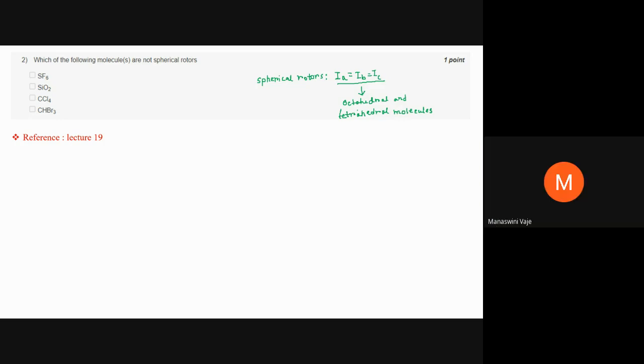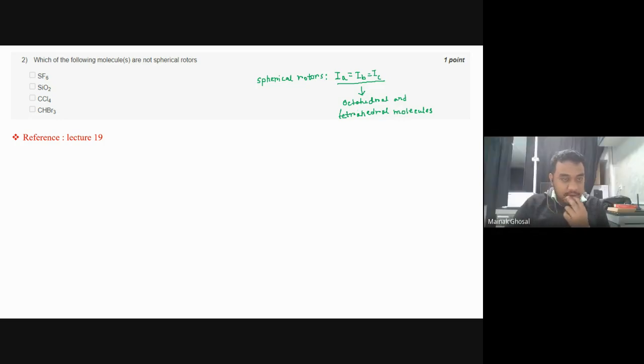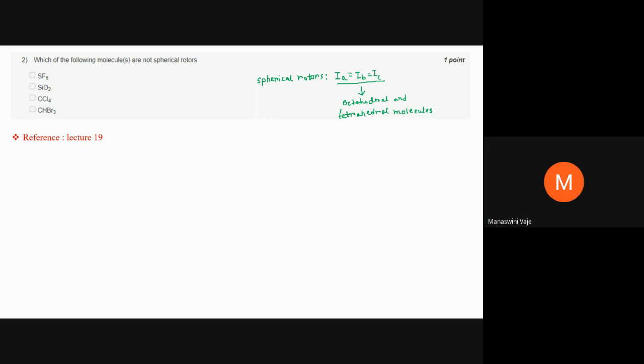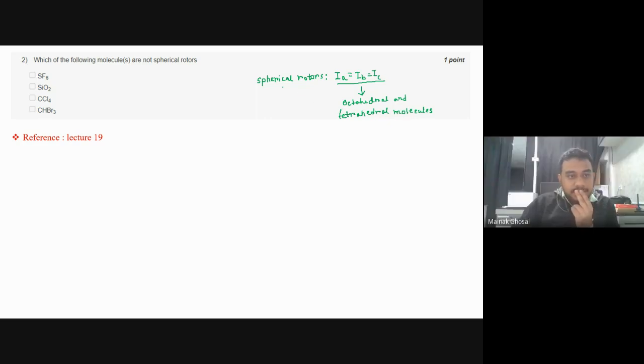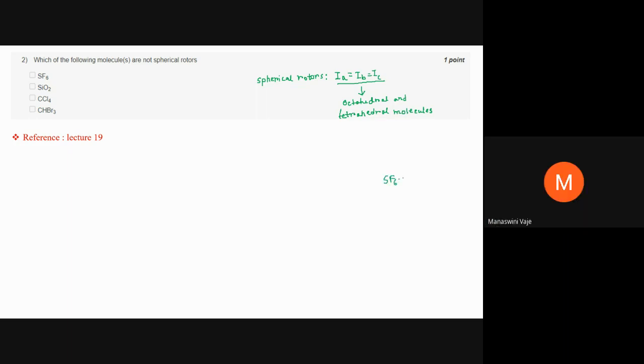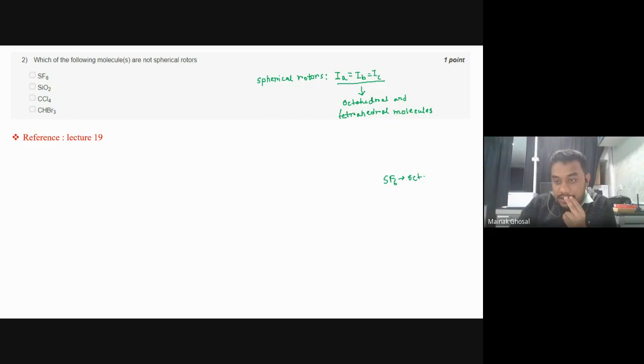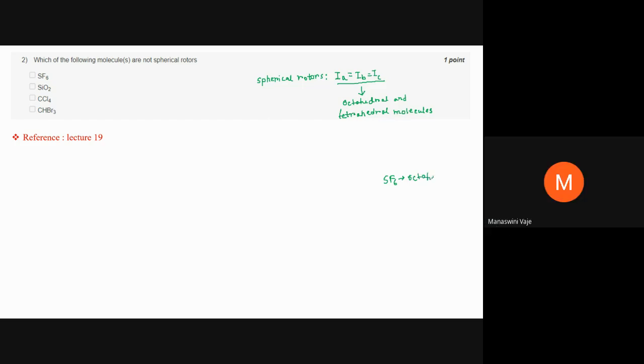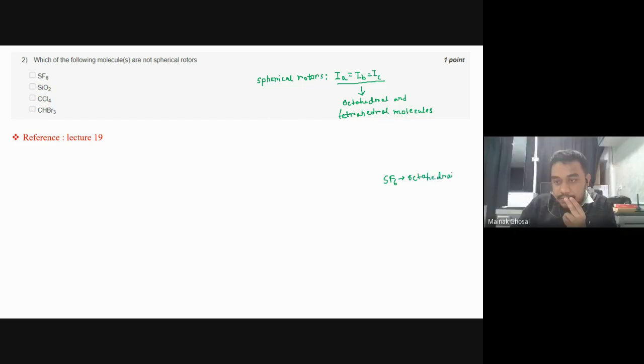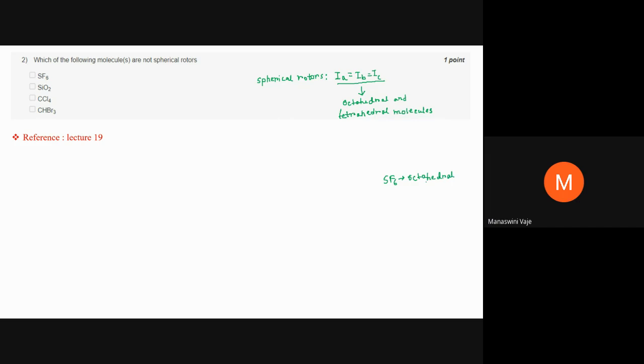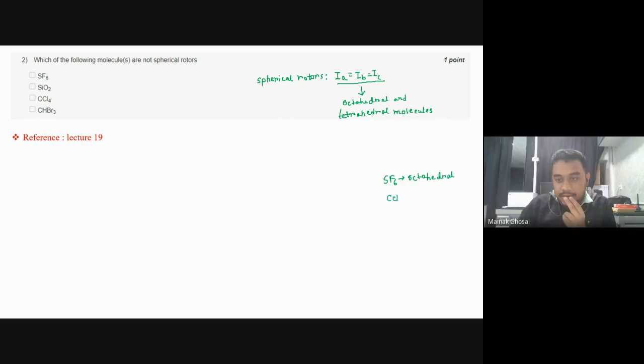SF6, what is the structure? Octahedral or tetrahedral? Octahedral, right? I'm writing it. SF6. Then CCl4, carbon tetrachloride, should be tetrahedral. Any more? The other two?